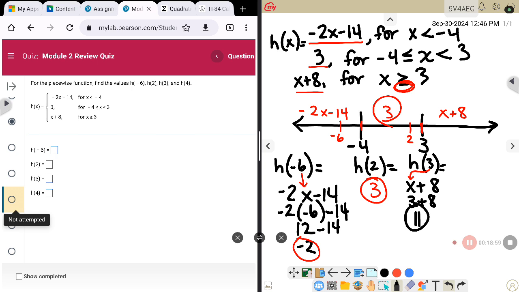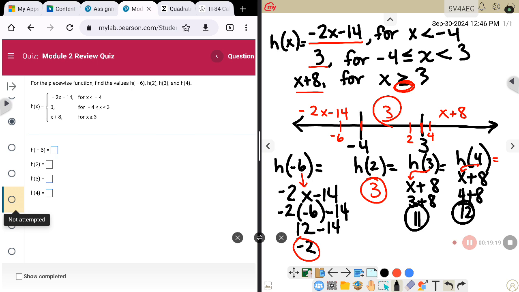And then the last one, h of 4. So 4 is on this side of 3. So it's also in the x plus 8 piece, and then replace it. So I've got 4 plus 8, which gives me 12.